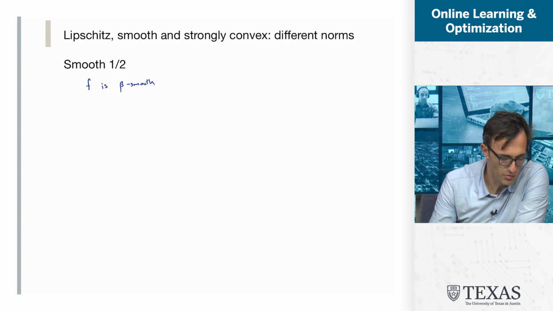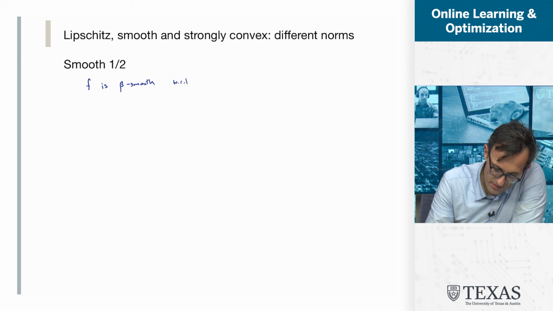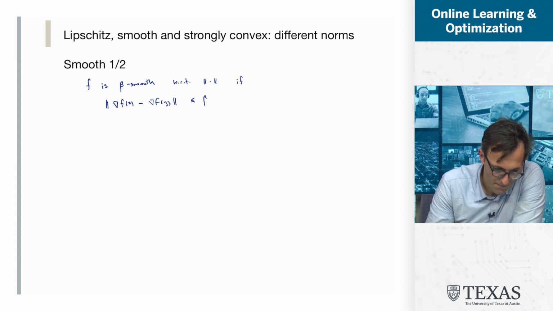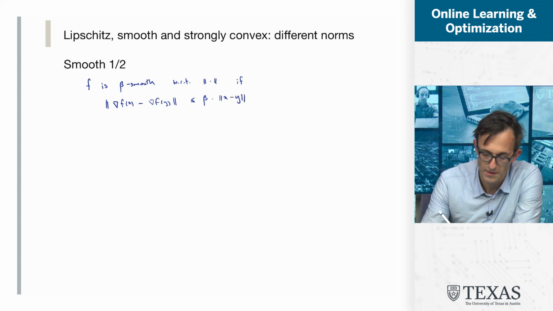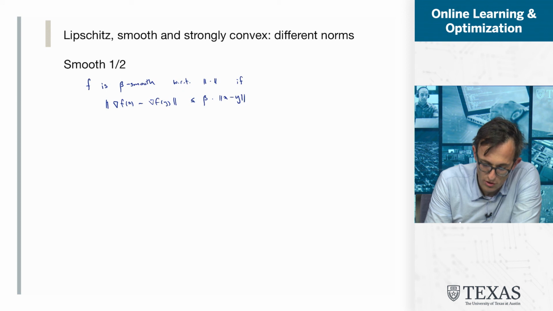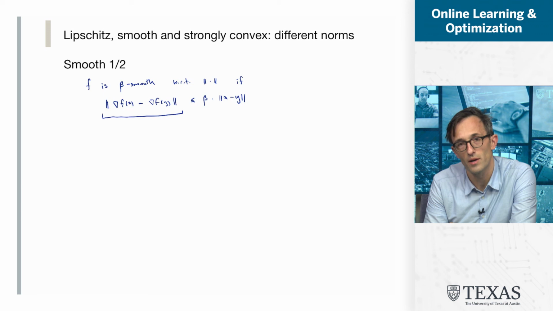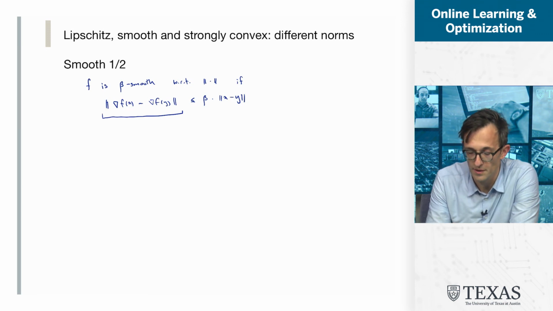So F is beta smooth with respect to a particular norm if the gradients are Lipschitz. So the norm of the gradient of f of x minus the gradient of f of y is less than or equal to beta times the norm of x minus y. Now note I left a space here on purpose. I want you to think about what should go here, what norm should this be. Remember that whenever we see gradients or subgradients, we're always going to measure the norm using the dual norm.